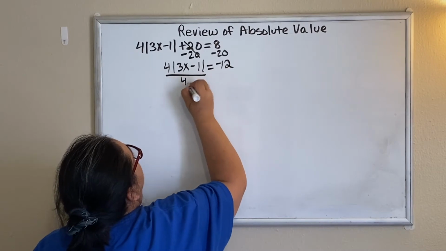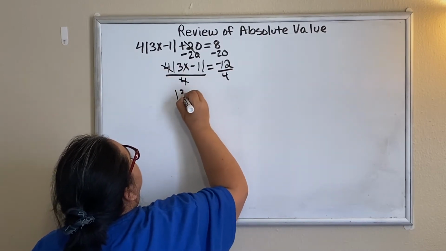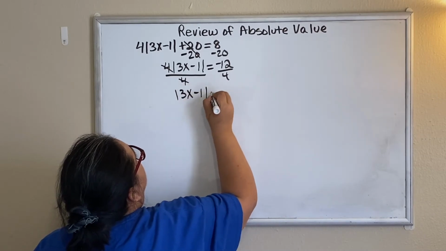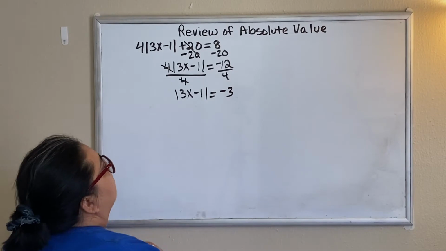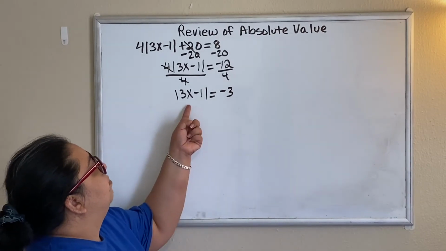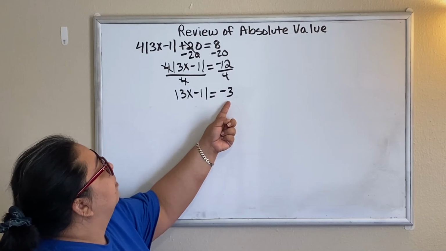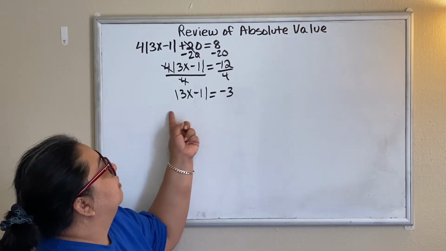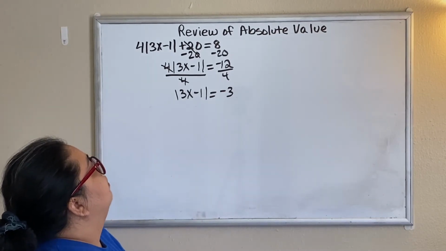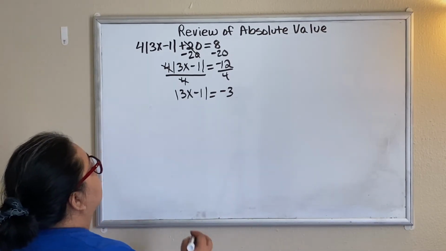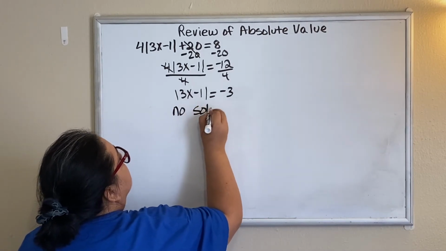I divide by 4, reducing the 4, and I get the absolute value of 3x minus 1 equals negative 3. My absolute value should be a positive number, but this says it equals a negative number. This is not possible, so we cannot continue solving at this point. So, at this point we would say we have no solution.